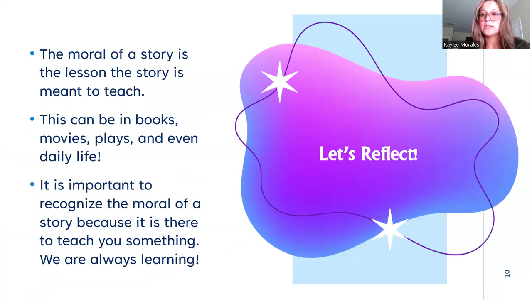Now, moral of the story does not always have to just be in books, as we saw. It can also be in short films and movies and plays. And honestly, there can even be a moral of the story in your daily life. If you go through something and it teaches you a lesson, that is the moral of what happened.